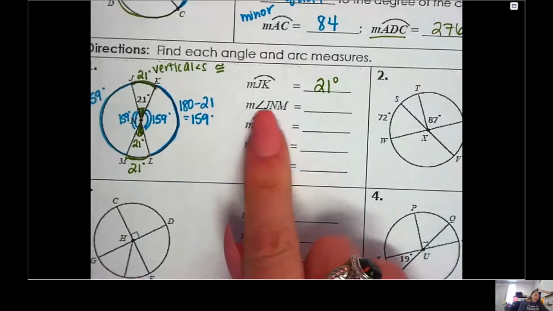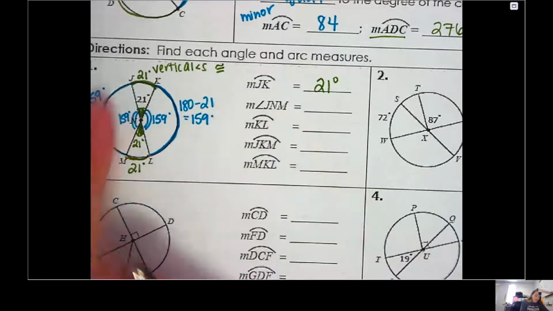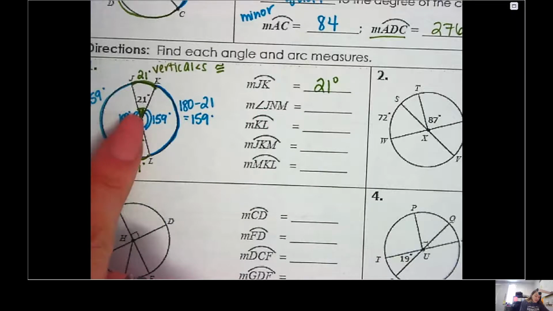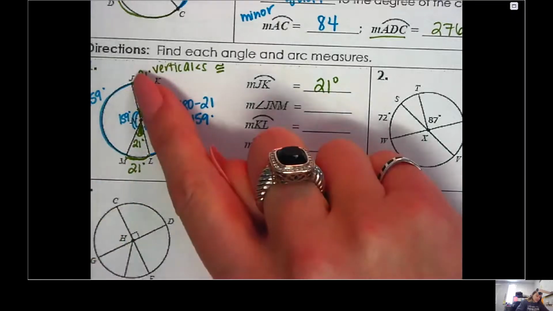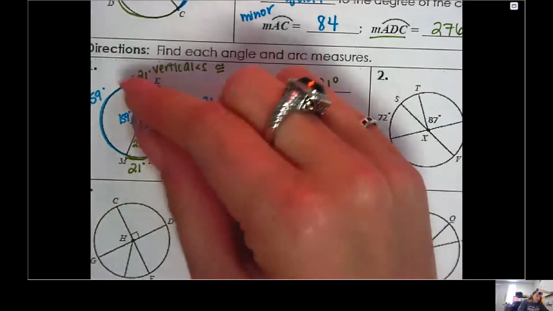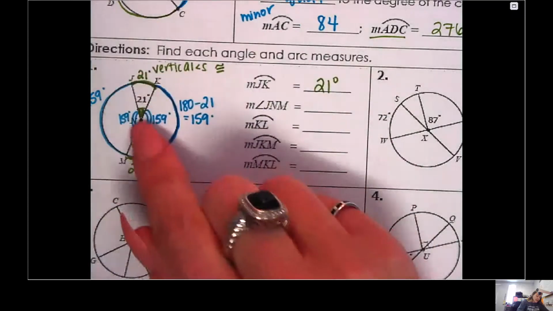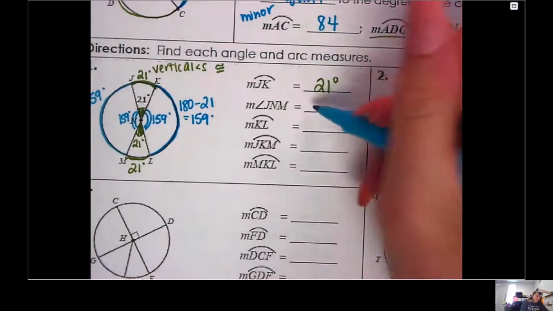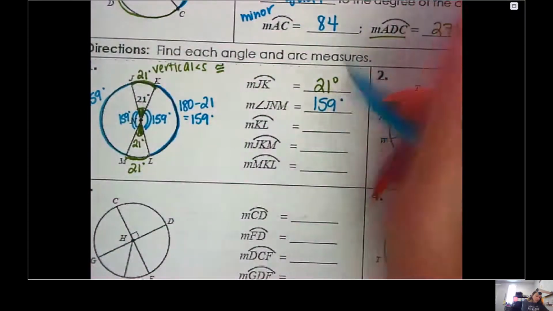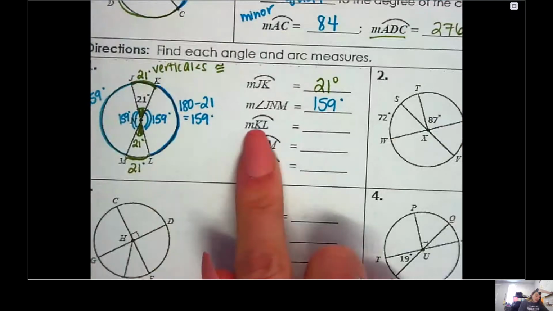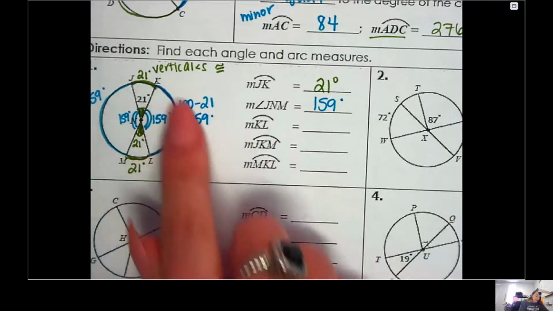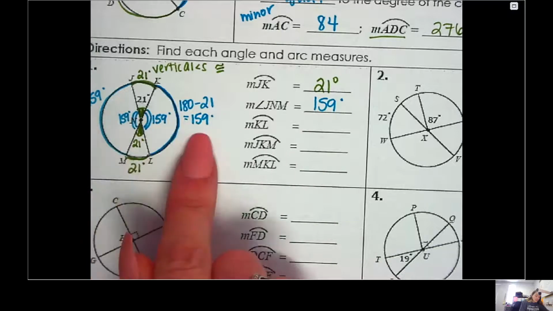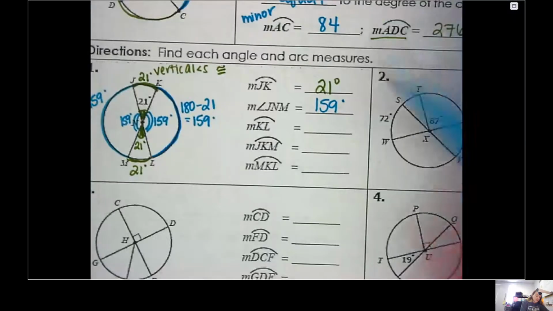The measure of angle JNM is here, JNM. So it's this piece between the two. That angle is 159 degrees. The measure of arc KL, from K to L, again, should be the same as the opposite side, so it's also 159 degrees.